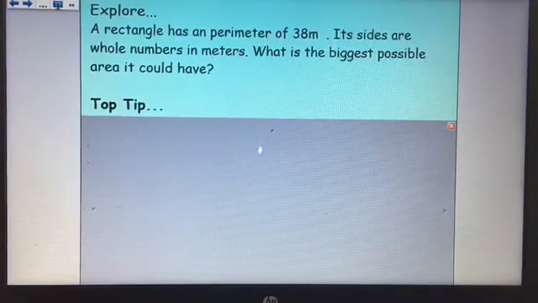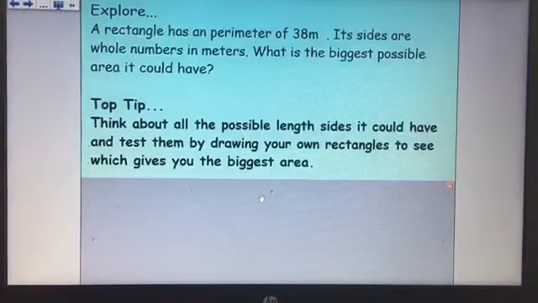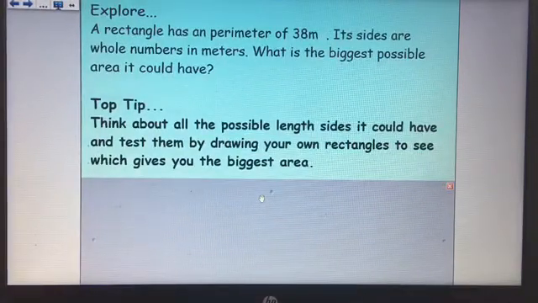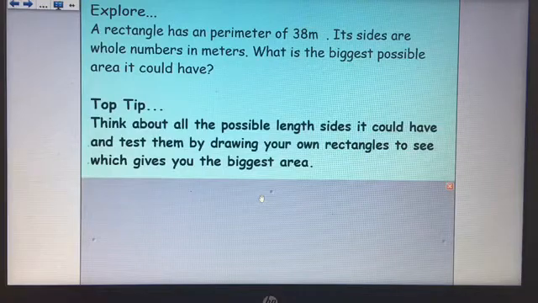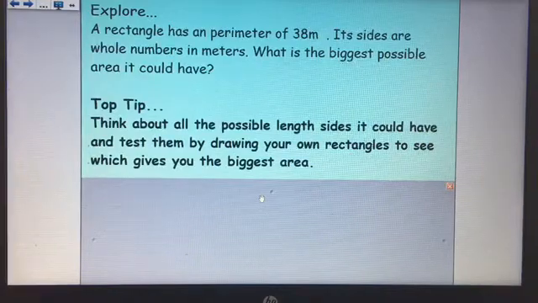So the first top tip I'm going to give you is to think about all the possible length sides it could have and test them by drawing your own rectangles to see which gives you the biggest area. So if it's got that perimeter 38 meters, what are the possible length sides it could have? Remember, it's a rectangle, and test them to see which one gives you the biggest area.